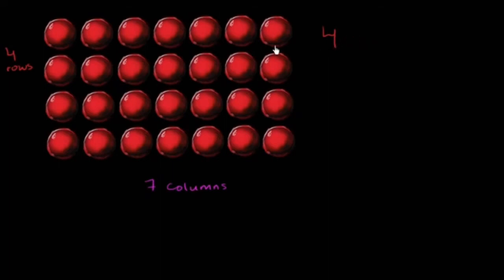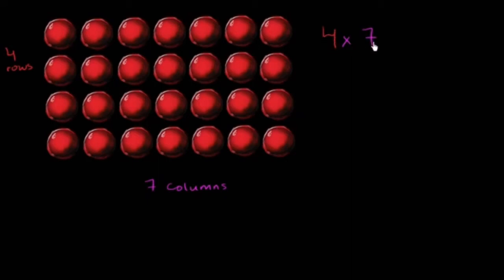Now why does this work? Why will this give us the actual number of objects? Well, we could view this, we have 4 rows, so we have 4 groups of things. And how many things are in each of those rows? Well, the number of columns. We have 7 things in each of those 4 rows. So 4 groups of 7.